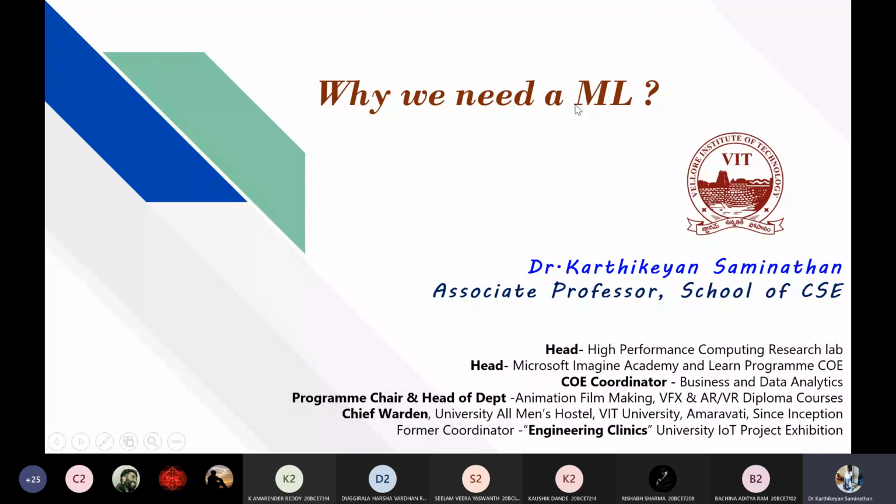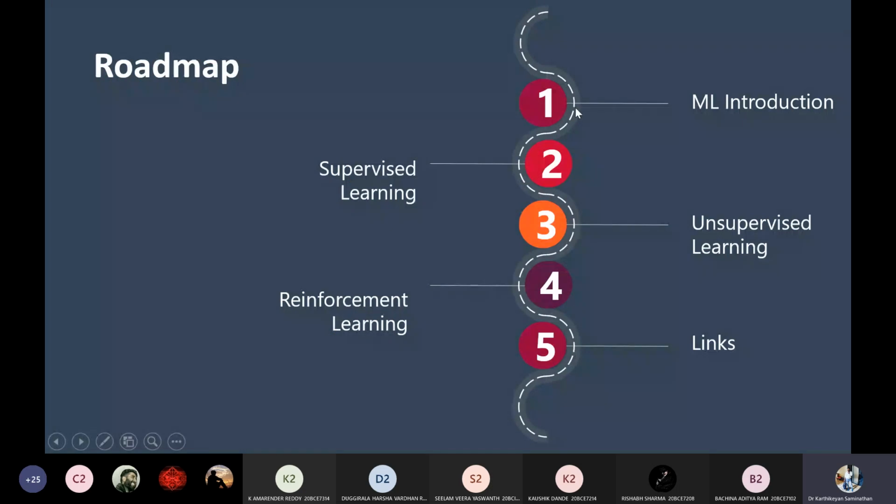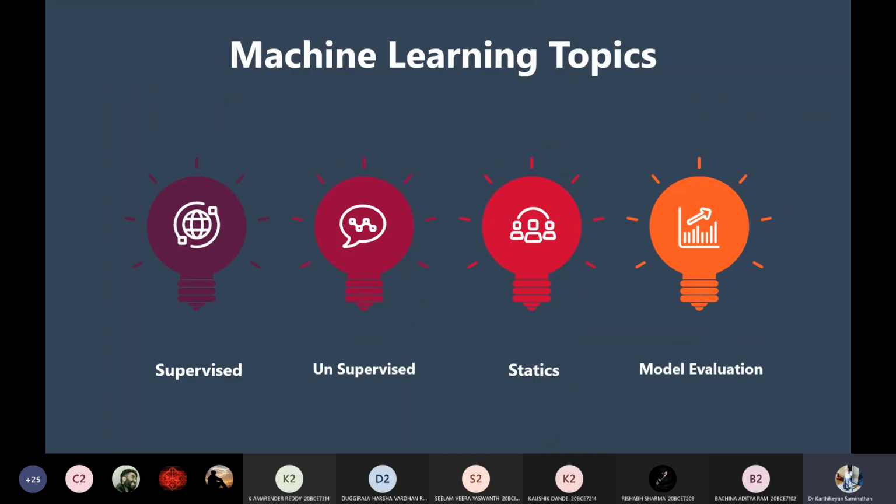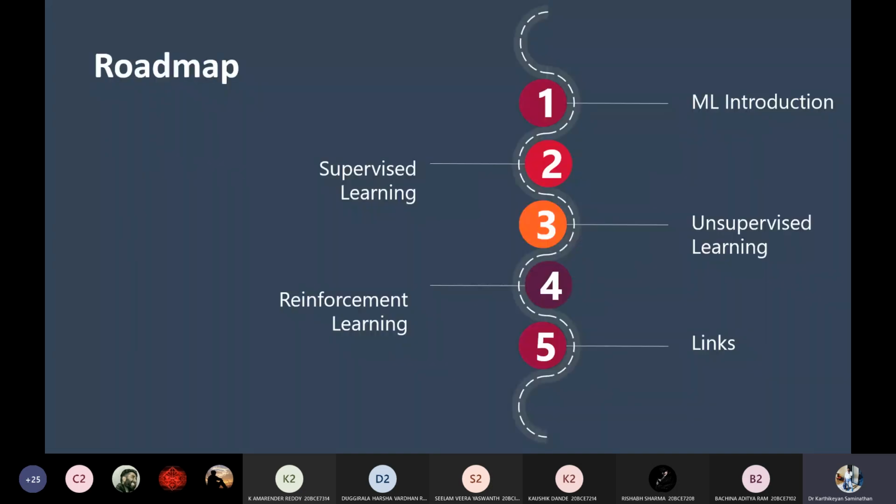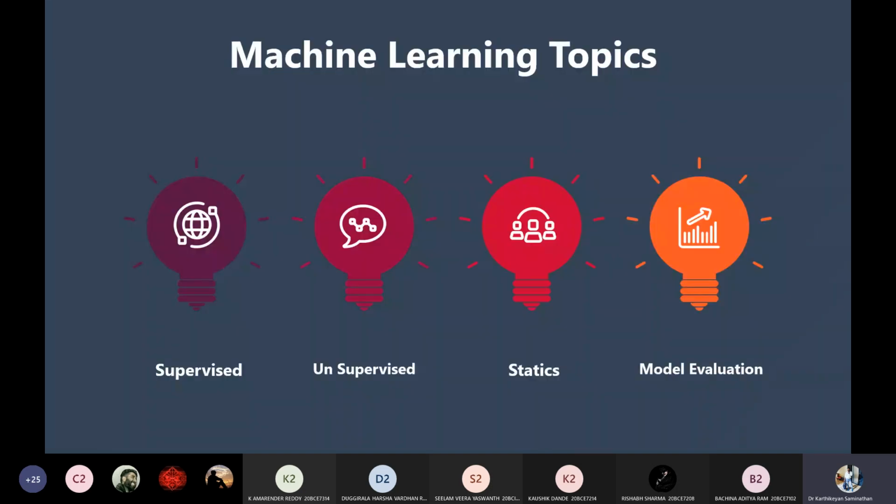So last class we just started with the introduction of machine learning. Today's class, we'll proceed with simple examples and the different types of learning. We have covered the introduction, why we need machine learning, what is the purpose, etc. There are generally three types of machine learning: supervised learning, unsupervised learning, and reinforcement learning. That is what this topic is all about. The third one, reinforcement learning, works with statistics and agent-based systems.